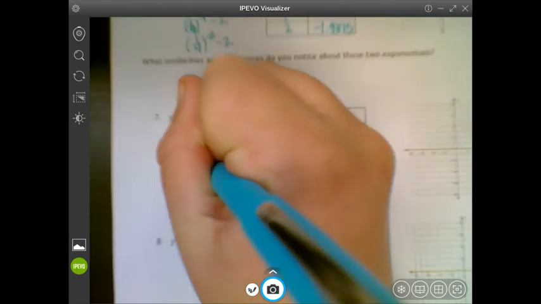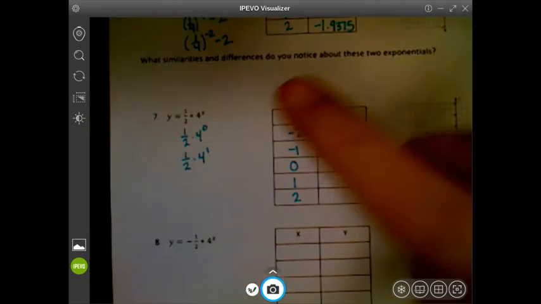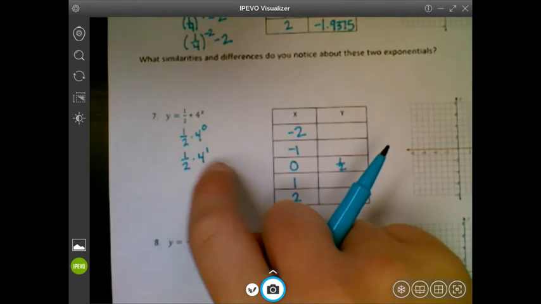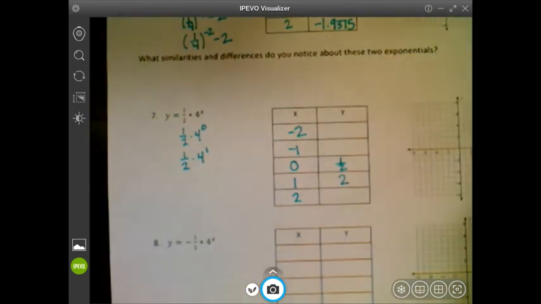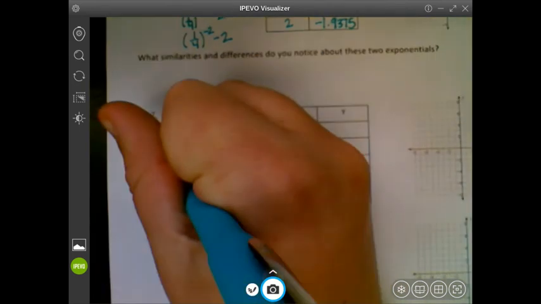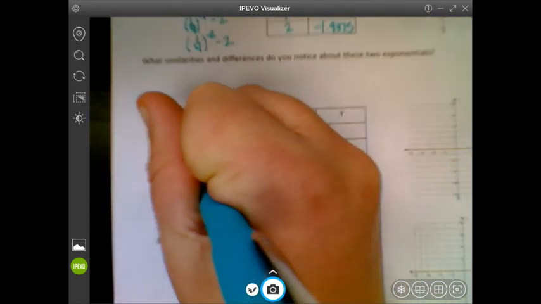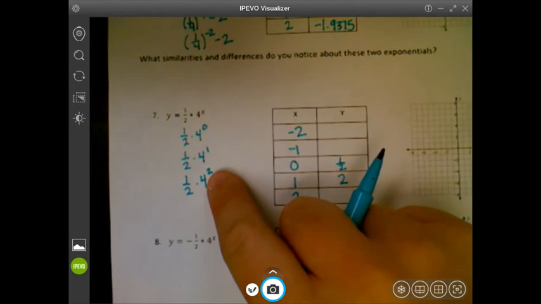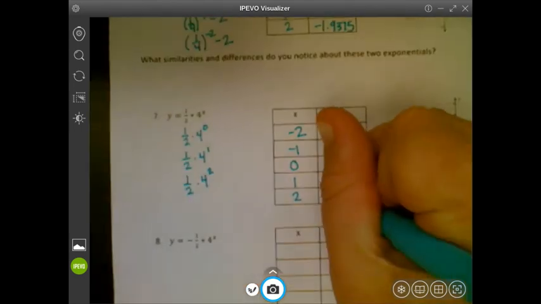Up next, 1/2 times 4 to the power of 1. Well, 4 to the power of 1 is 4. 4 times 1/2, what's half of 4? That is 2. 1/2 times 4 squared. 4 squared is 16. What's half of 16? That is 8.